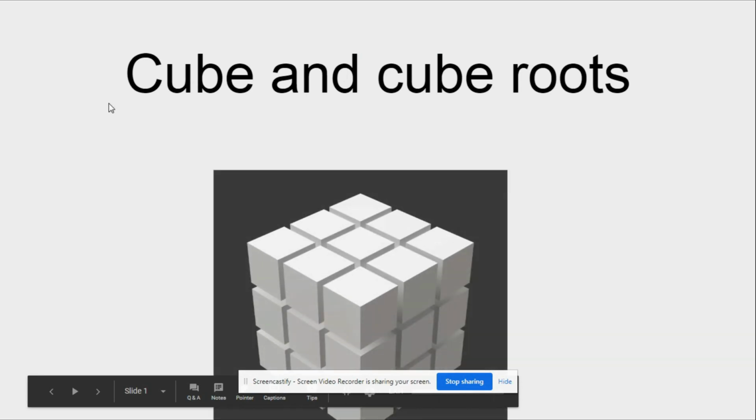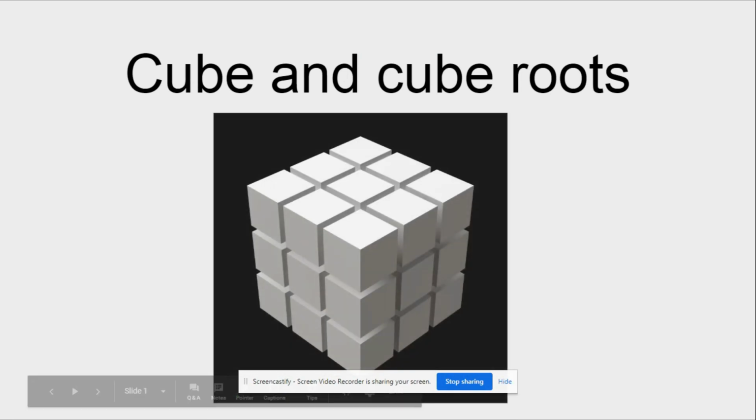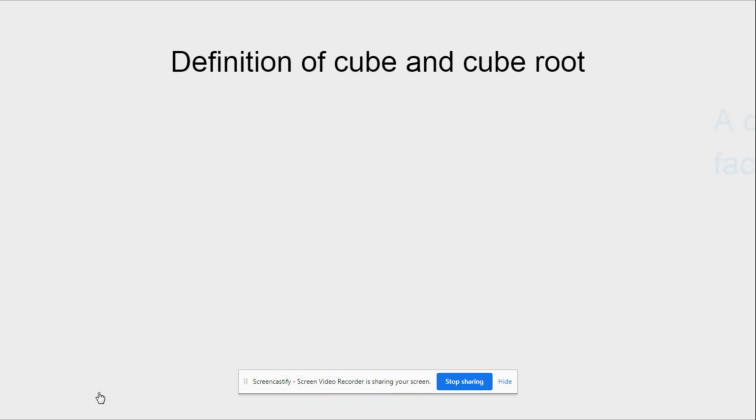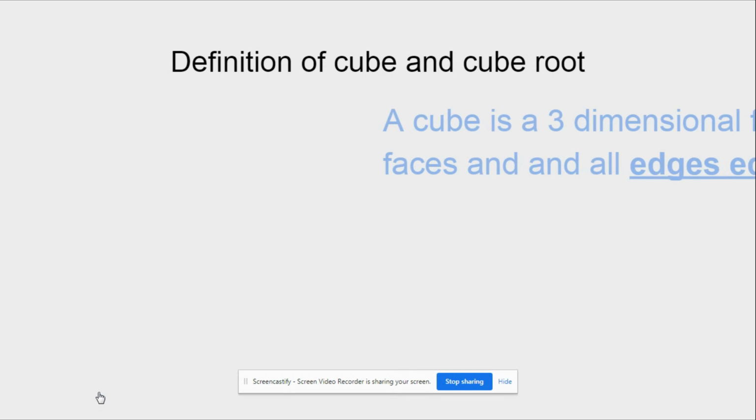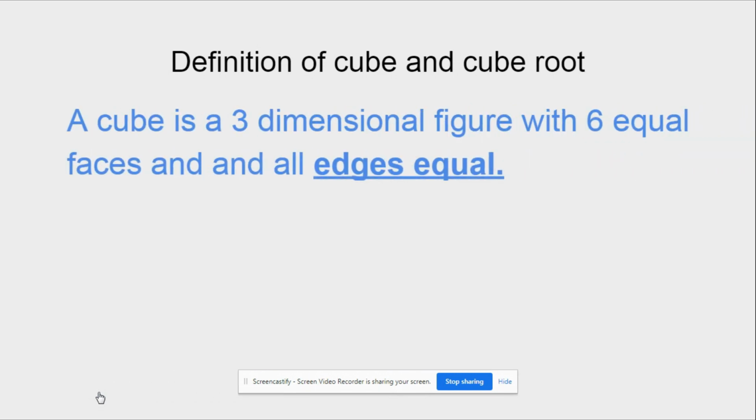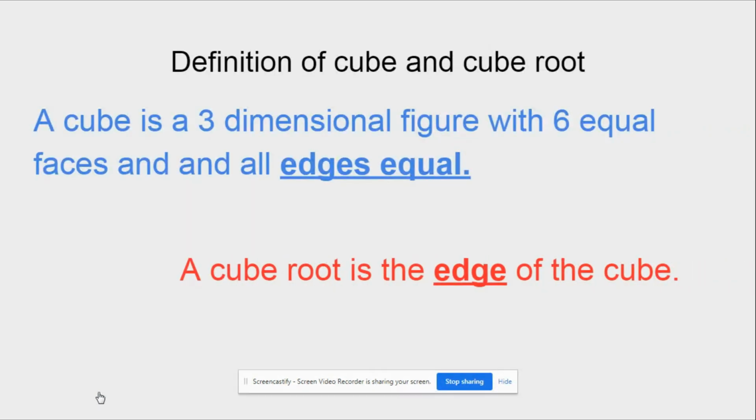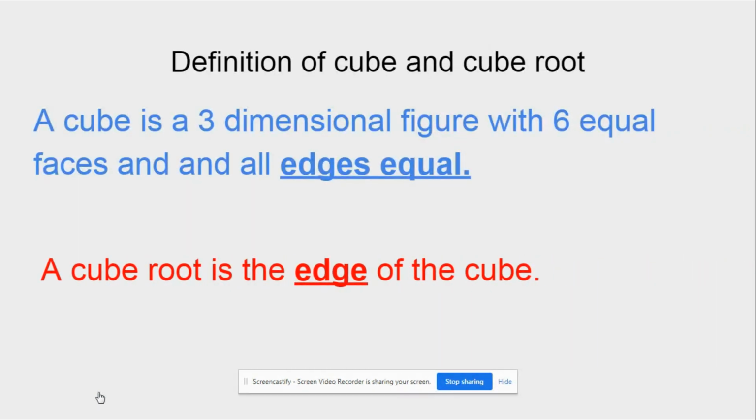We're going to be talking about cubes and cube roots. The definition of a cube and a cube root are: a cube is a three-dimensional figure with 6 equal faces and all edges are equal. A cube root is the edge of the cube.